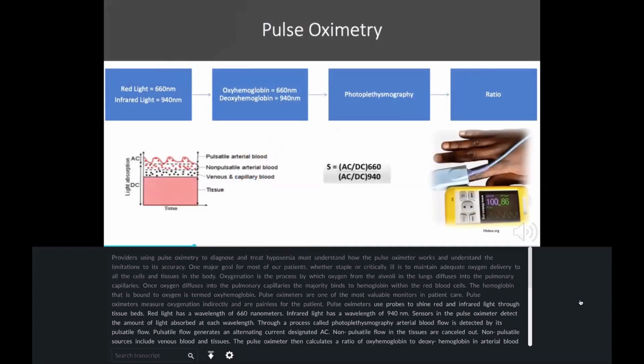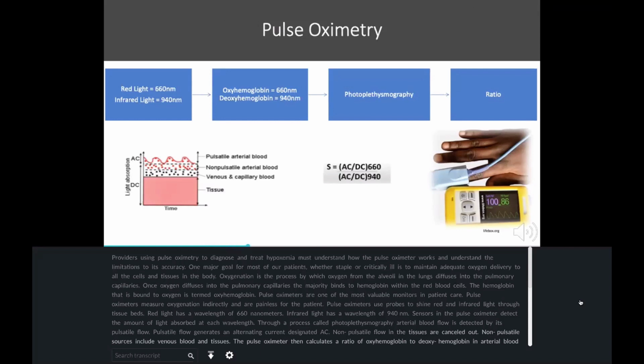Pulse oximeters use probes to shine red and infrared light through tissue beds. Red light has a wavelength of 660 nanometers. Infrared light has a wavelength of 940 nanometers. Sensors in the pulse oximeter detect the amount of light absorbed at each wavelength. Through a process called photoplethysmography, arterial blood flow is detected by its pulsatile flow. Pulsatile flow generates an alternating current, designated AC.